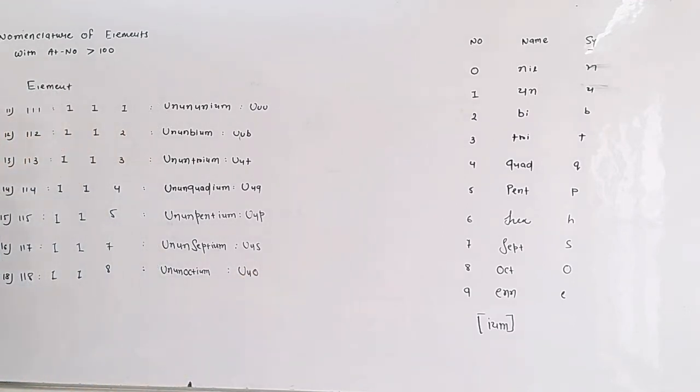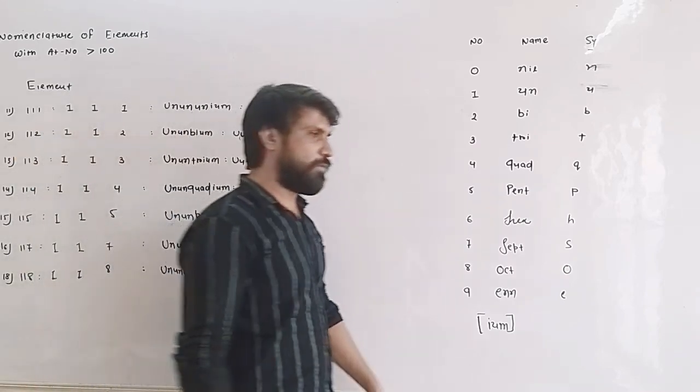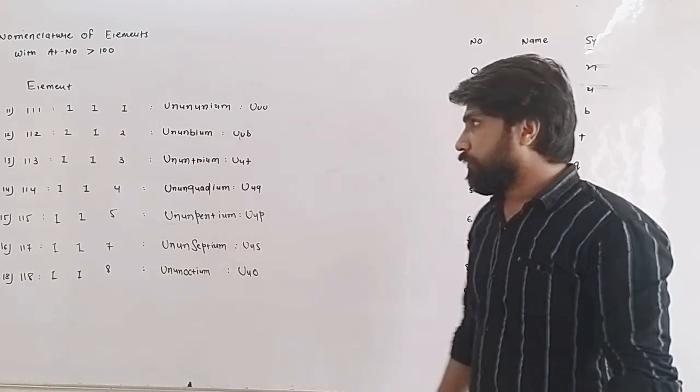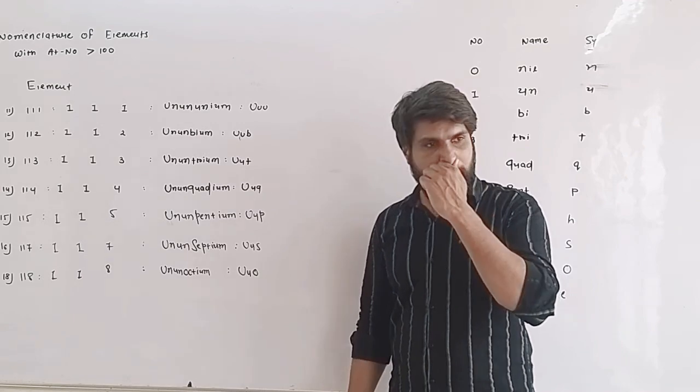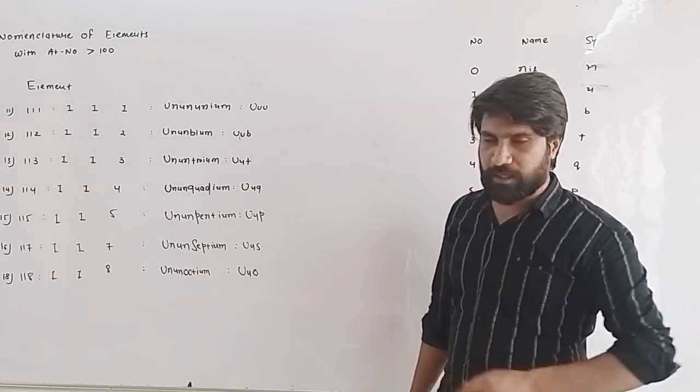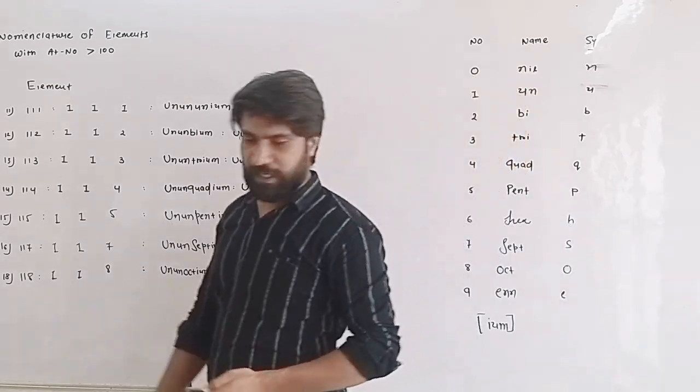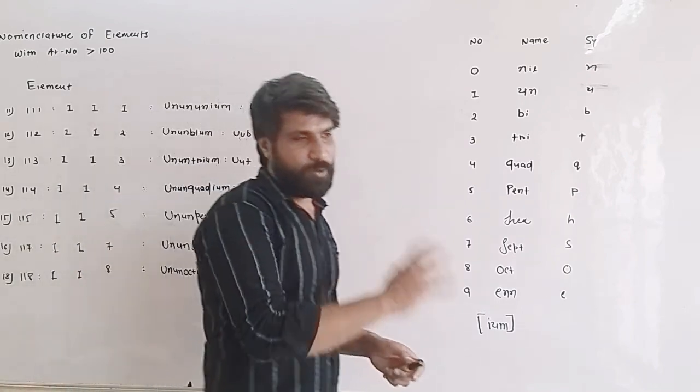Okay, so that is a procedure of what? To give the name to elements having atomic number more than 100, and that name is temporary, that is not permanent. Is it clear? So now we have completed that procedure.